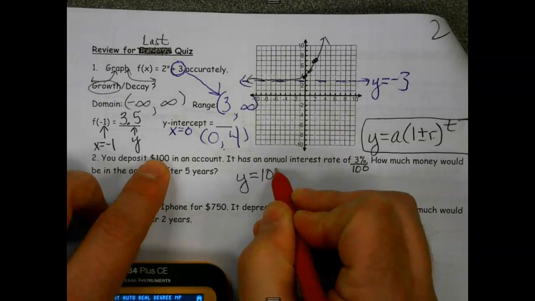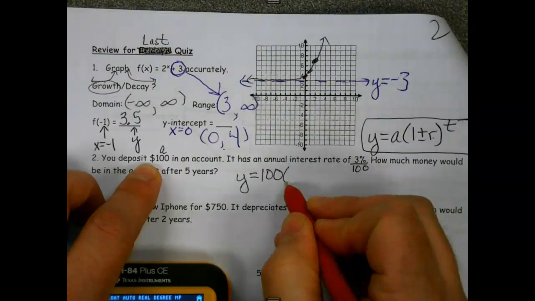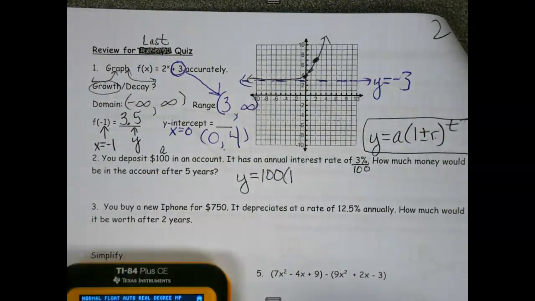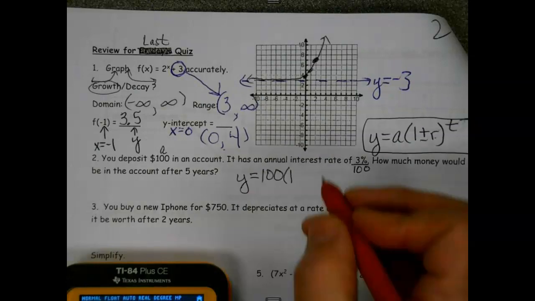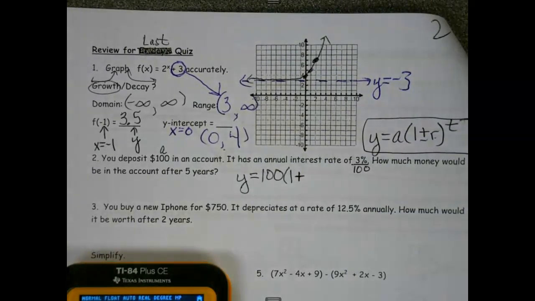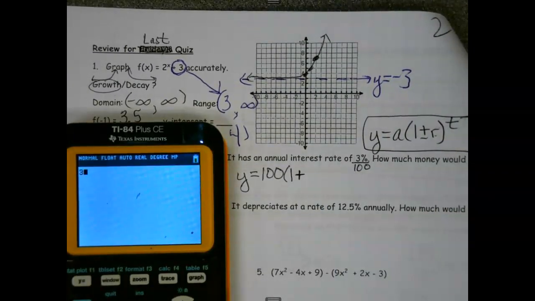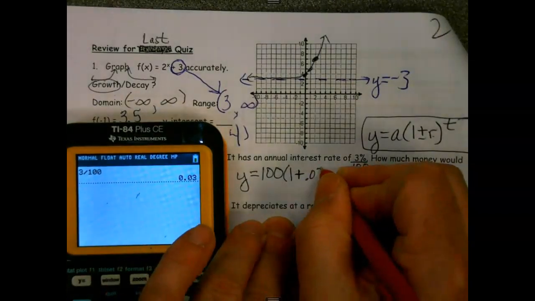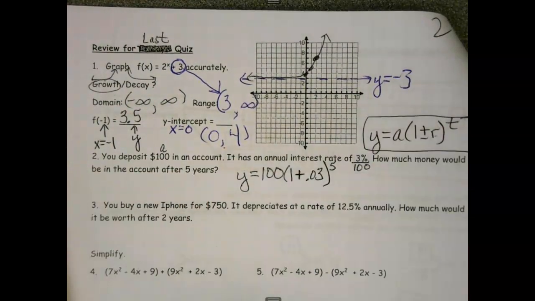So I've got my money to start. Okay, so there's my A. When you're getting interest, that's a positive thing. So that's why I'm getting plus here. But my rate, let me clear that out, is going to be 0.03. How much money would you have after 5 years?